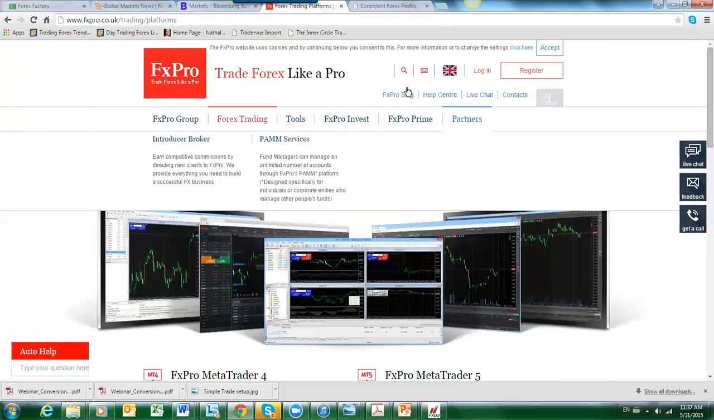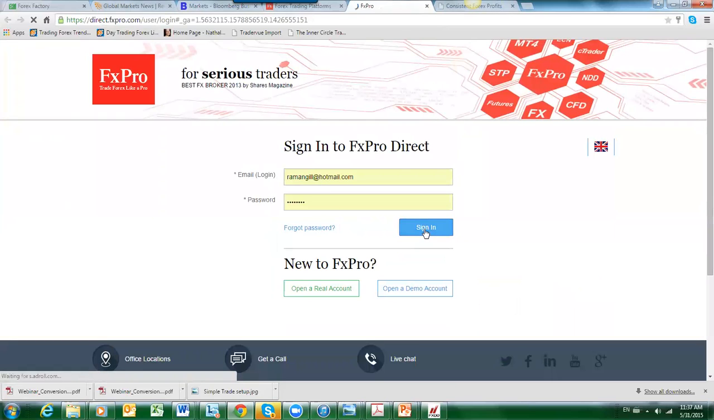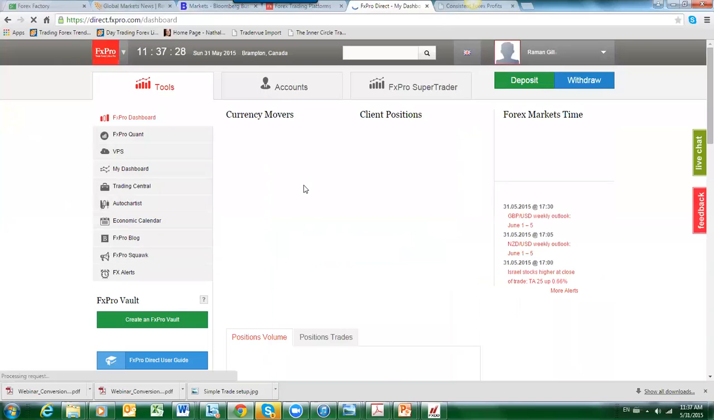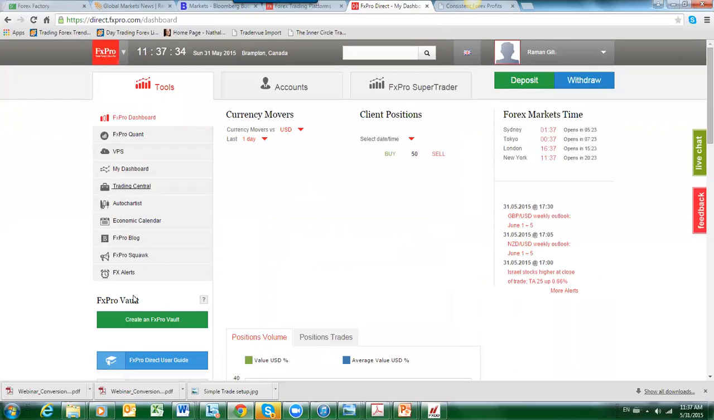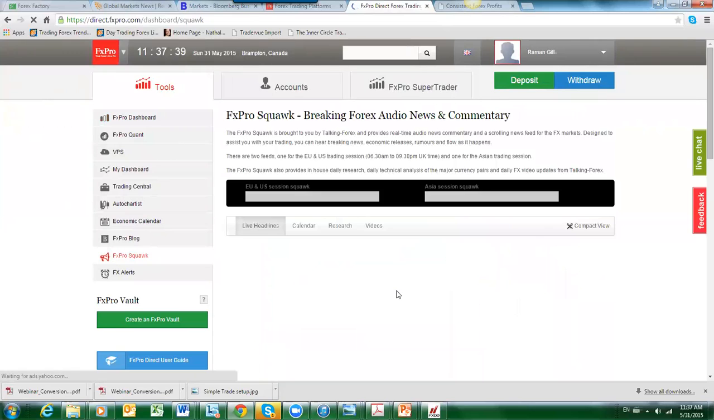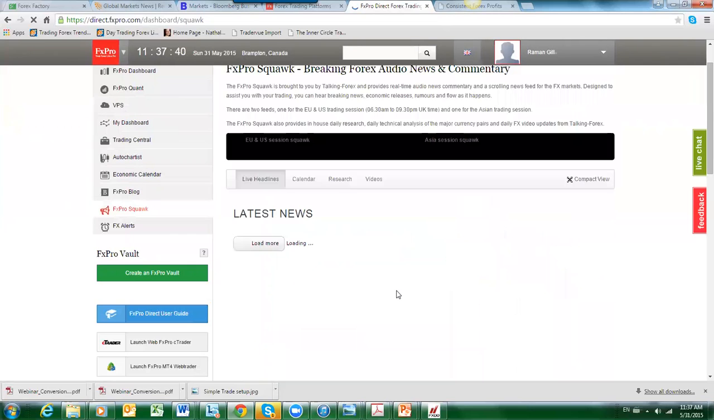And then the last thing that I look at is a news feed. So I recommend, your broker may have a news feed, or you can go to Rand Squawk or Talking Forex, and you want to look at their news feeds. This FX Pro, for example, even if you open a demo account with them, they'll give you the news feed, which is really nice. So you go to this FX Pro Squawk and take a look at the news feed.